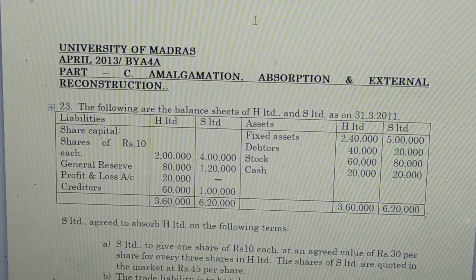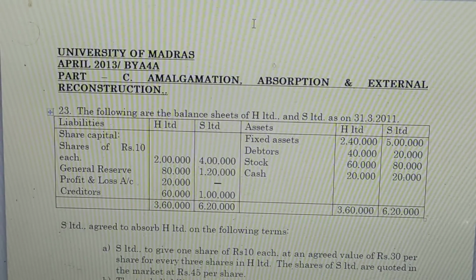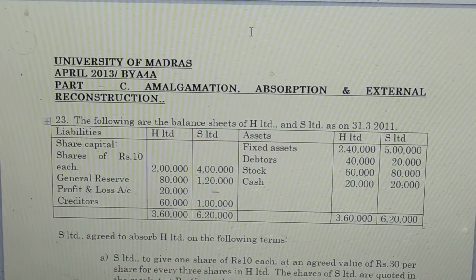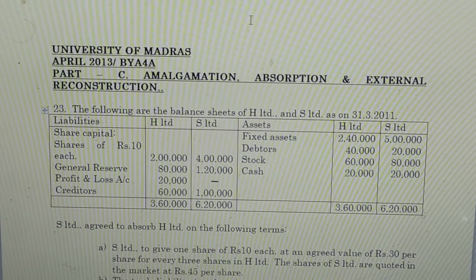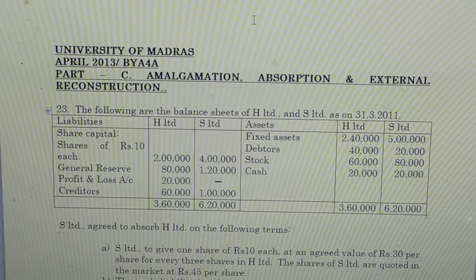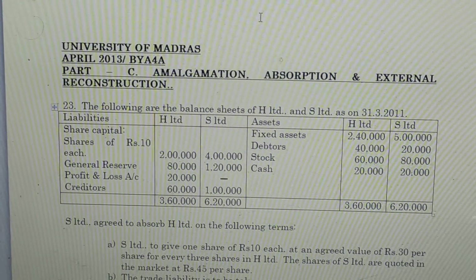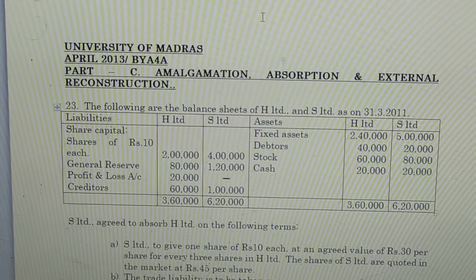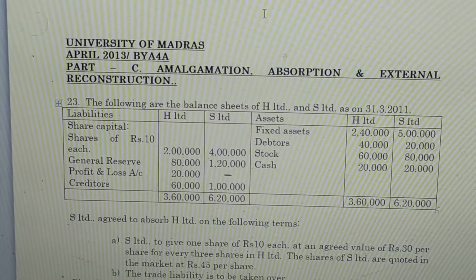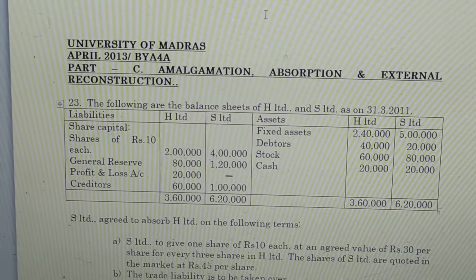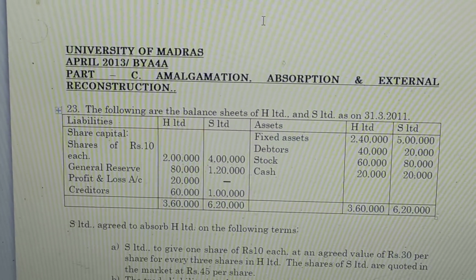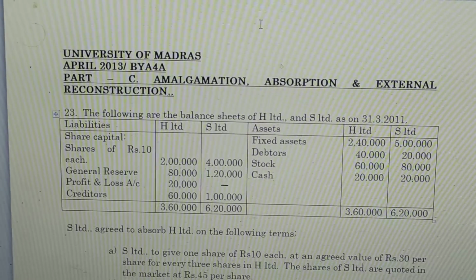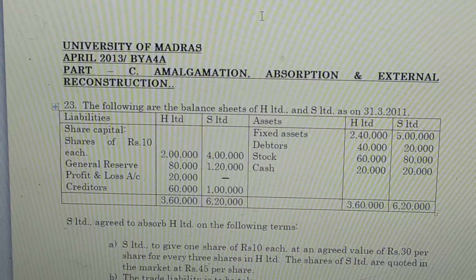Hello everyone, we are going to discuss the previous year question of Corporate Accounting 2 from University of Madras, April 2013. Part C, the subject code is BYA4A. The question number is 23. This question is from the Amalgamation, Absorption and External Reconstruction chapter. Let me read the question.